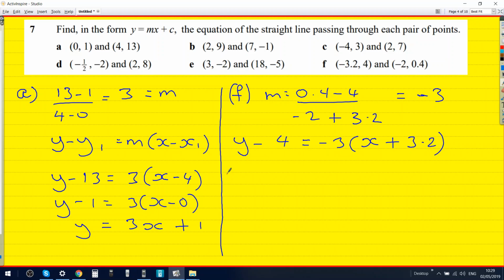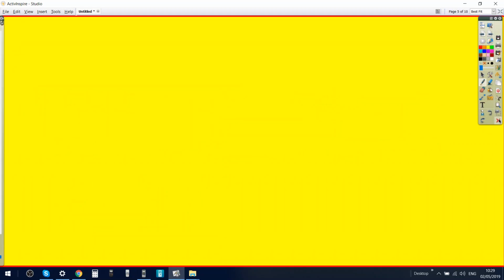Between 2 points, you just solve for the gradient and then sub in the values. To y. Yeah, so you can sub it into this one and then just expand it and rearrange it to make it y equals, or whatever they want it to be.